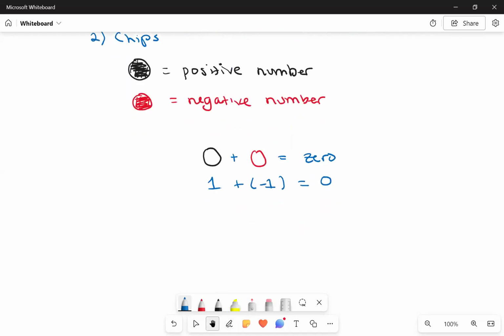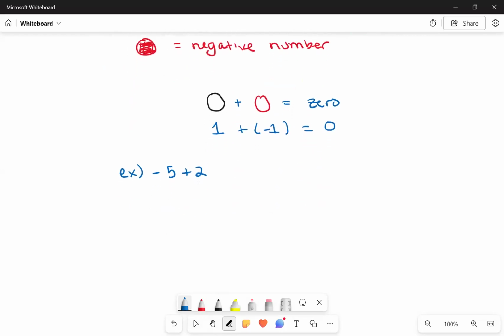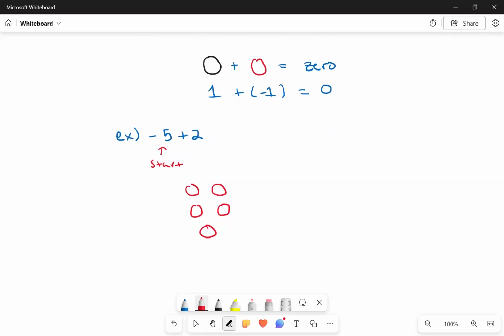Okay, now that we got the rules out of the way, let's try it. Let's go ahead and do -5 plus 2. To represent this, I'm going to start with -5. We start here, and I have 2, 3, 4, 5 red chips. And then I want to add 2 black chips to it.